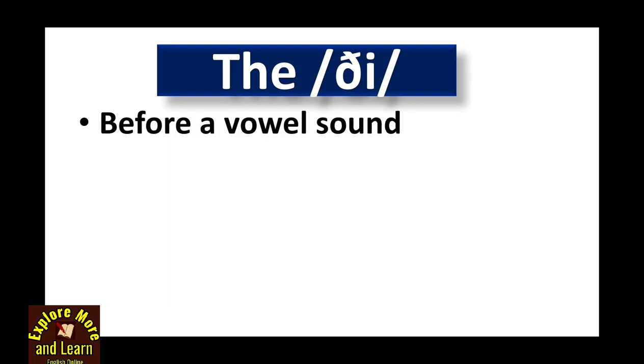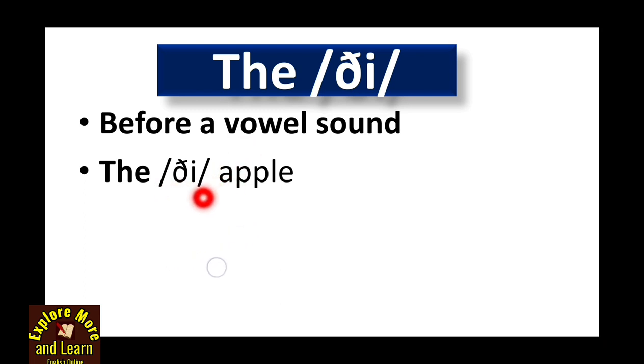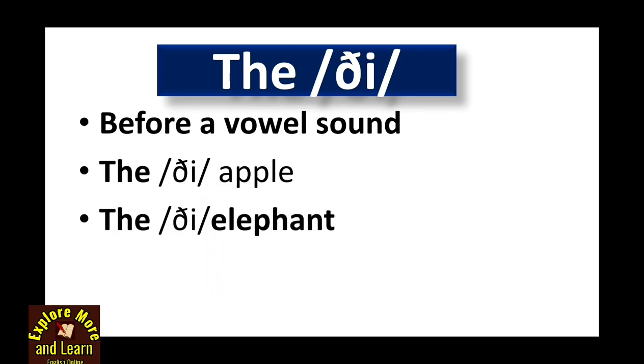it appears before a vowel sound. Remember, when it appears before a vowel sound. For example, the apple. The apple. So here the sound is a, that's why "thee" apple. The elephant. The act. Okay, so whenever "the" will appear before a vowel sound, you'll pronounce it as "thee", not "thuh". Okay, remember, you have to keep the vowel sound in your mind, not the vowel letter.